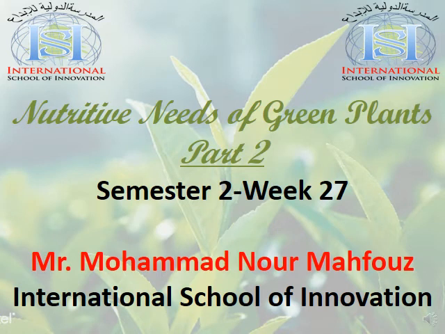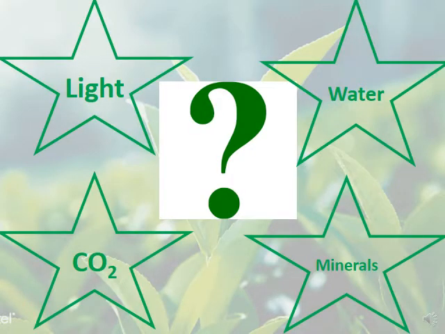Hello, grade 7 students. In this video, we're going to continue with the nutritive needs of the green plants, part 2, for week 27 in semester 2. So we saw that we have four important nutritive needs for the green plants. We have light, water, carbon dioxide, the CO2, and the minerals.